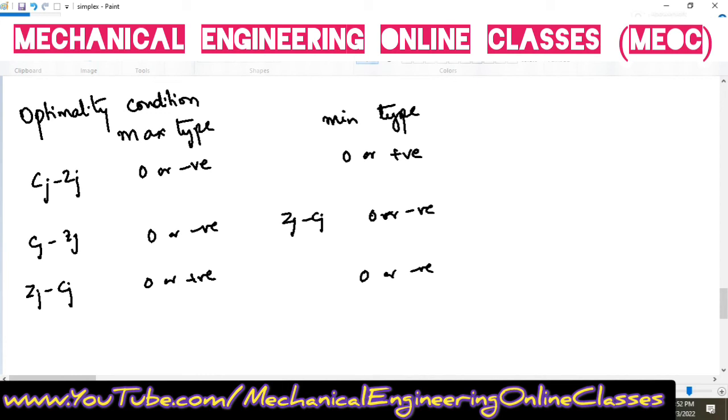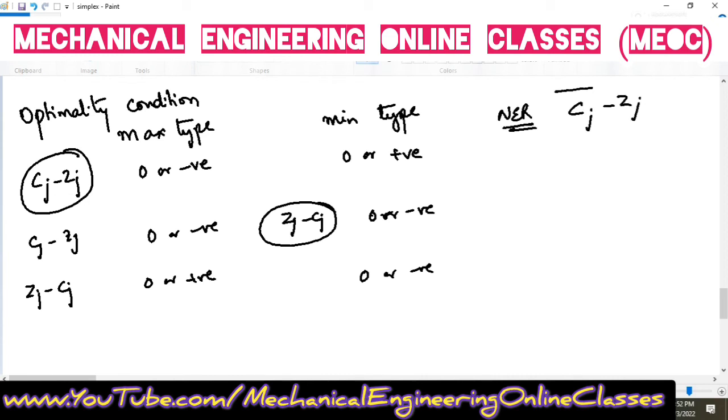I follow only one. Whether it is a max type of problem or a min type of problem, always remember to take your net evaluation row as either this or this, any one. And I am recommending you this. Always use this only, and then you don't have to remember so many things. You don't have to always get entangled with the concept or the definitions.